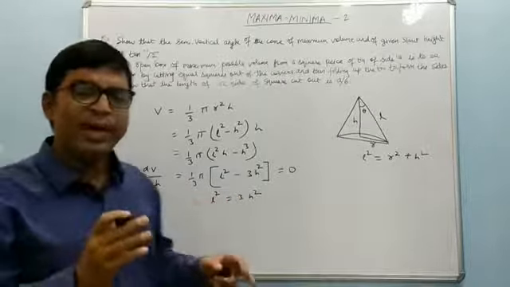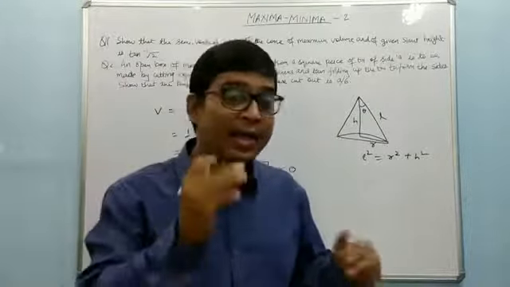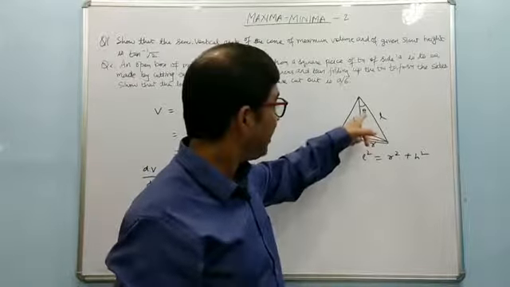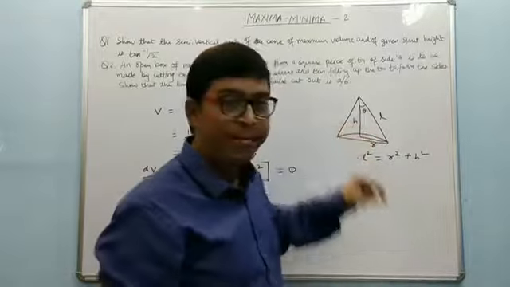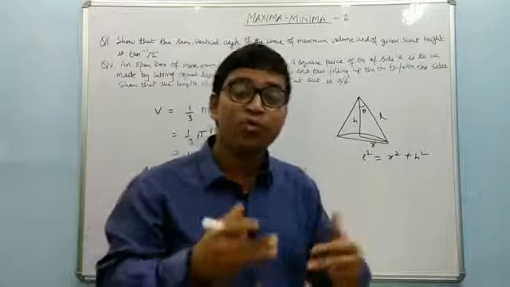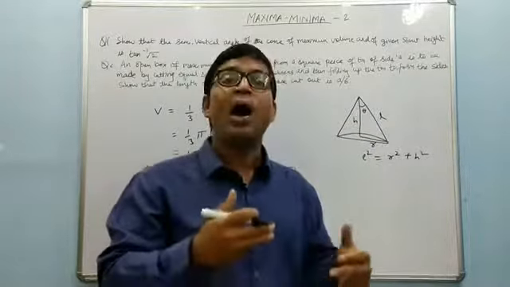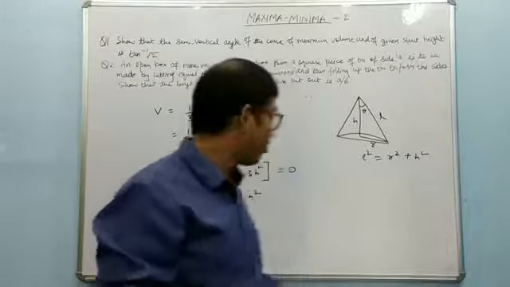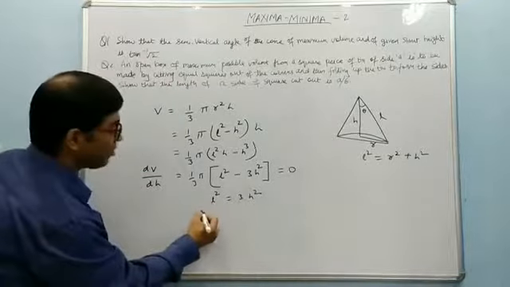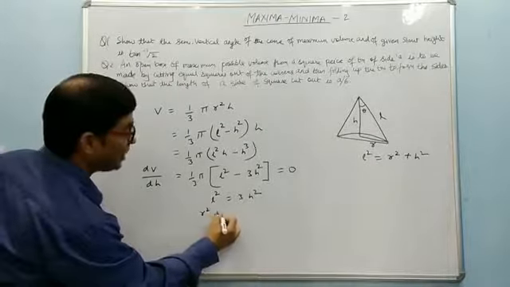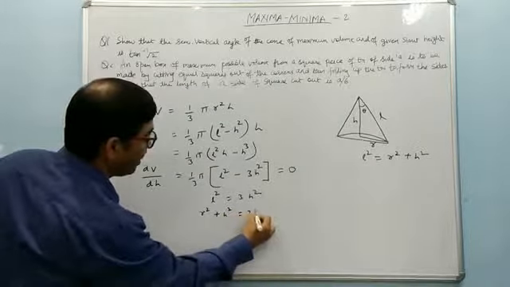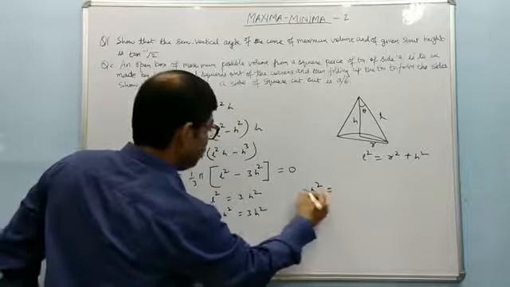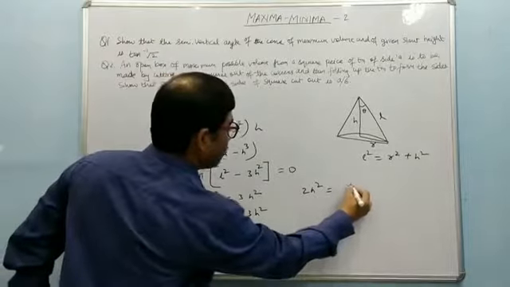and L square, because we have to deal with tan theta. Tan theta involves R and H. See here, tan theta is perpendicular by base. So tan theta is R by H. So we are concerned about R and H only, because we have to get that result only. So we can just write it as R square plus H square is equal to 3H square. So we get 2H square is equal to R square.